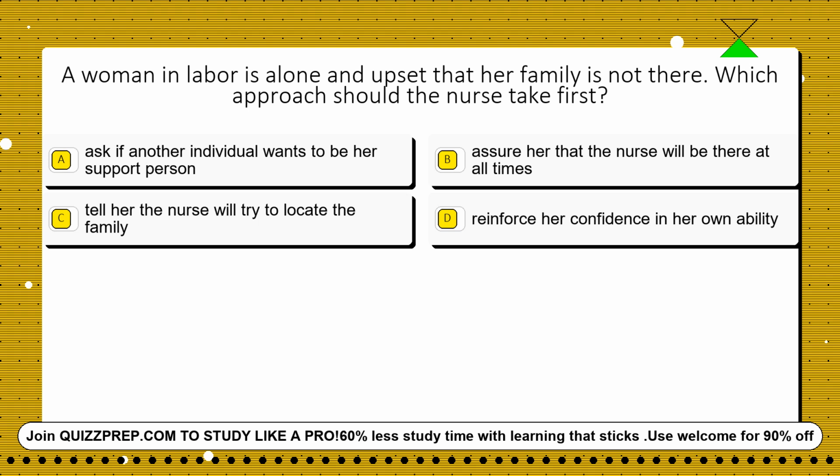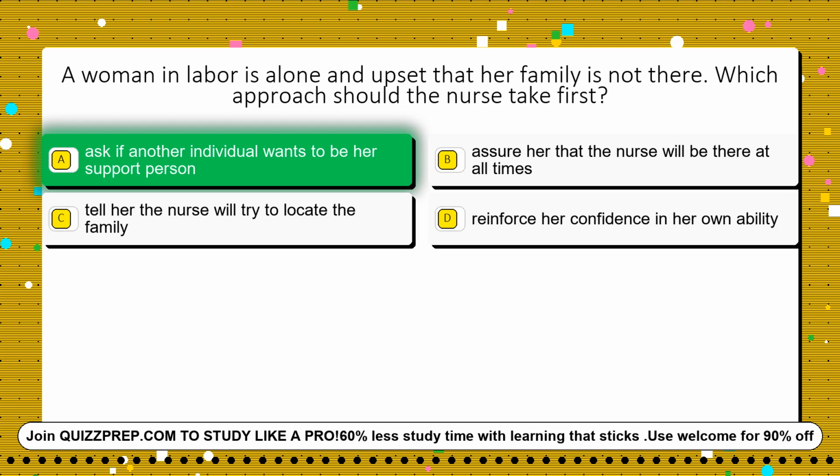Question 48. A woman in labor is alone and upset that her family is not there. Which approach should the nurse take first? Option A, ask if another individual wants to be her support person. Option B, assure her that the nurse will be there at all times. Option C, tell her the nurse will try to locate the family. Option D, reinforce her confidence in her own ability.